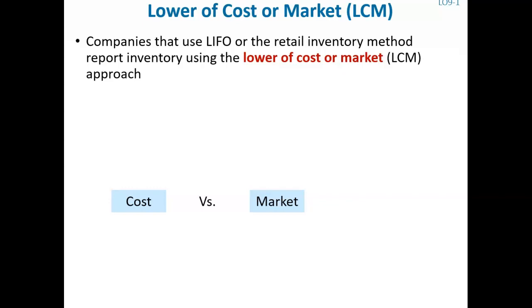Companies that use LIFO or the retail inventory method to report inventory must use the lower of cost or market approach. You might interpret the term market to mean the amount that could be realized if the inventory were sold, but that would be similar to the concept of net realizable value discussed in the prior video. Therefore, market is defined differently.